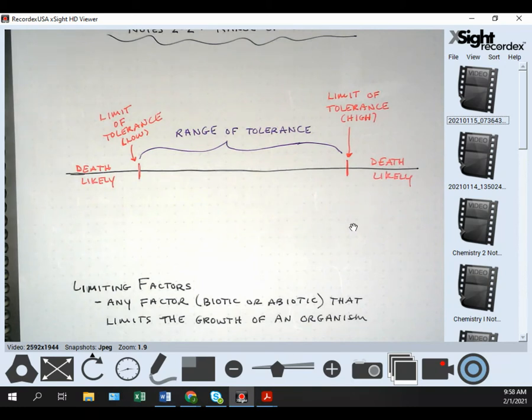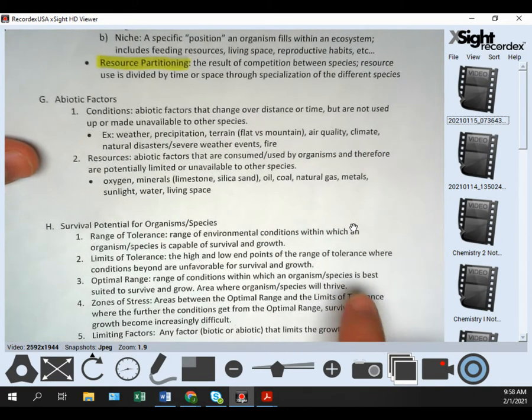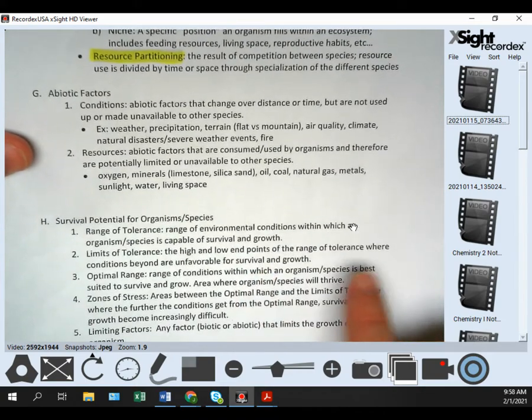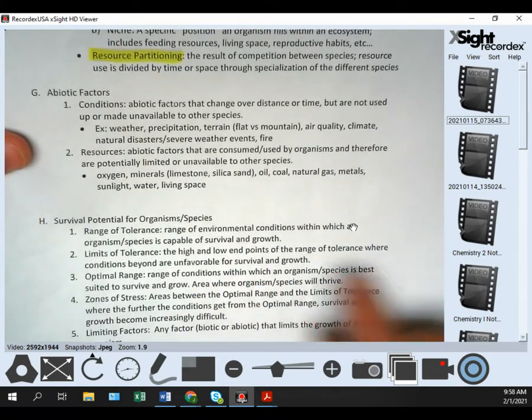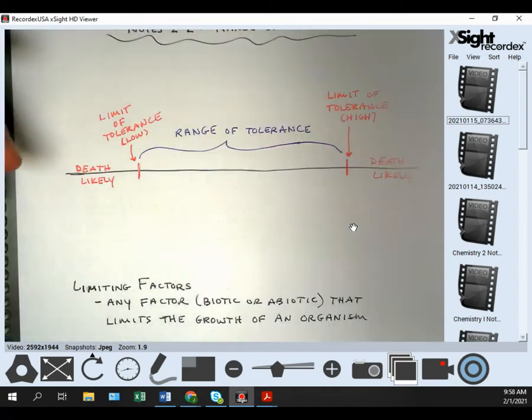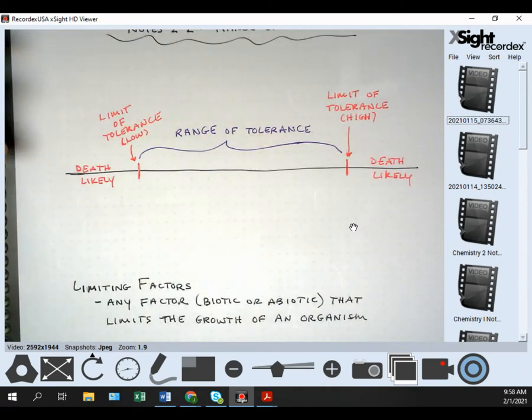Because the limit of tolerance is literally kind of what it sounds like. It's the limit to what that organism can tolerate or handle. If it goes past that limit, it's something that it probably can't handle, or at least not for any length of time. Okay. So limits of tolerance, the high and low endpoints of the range of tolerance where conditions beyond are unfavorable for survival and growth.